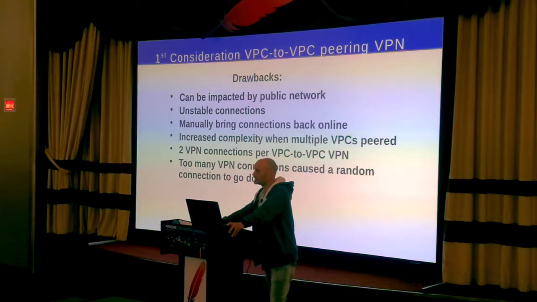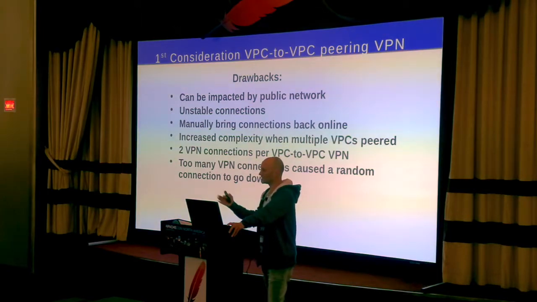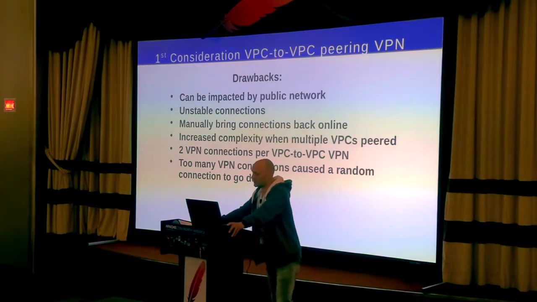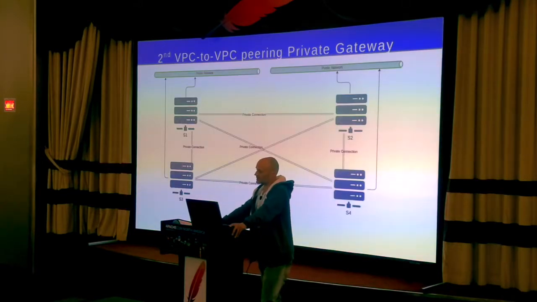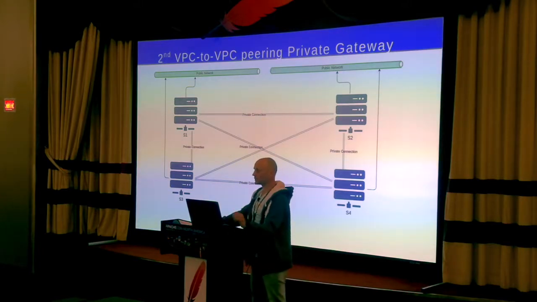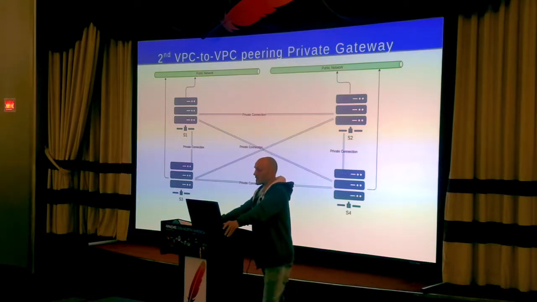What would happen is that one connection would just randomly drop, and then you manually need to bring that one up, and then another one's dropped, and so you went back and forth. So yeah, this consideration didn't work. The second consideration we tried is to peer 2 VPCs using the private gateway. And this shows how we plan to peer between these VPCs.